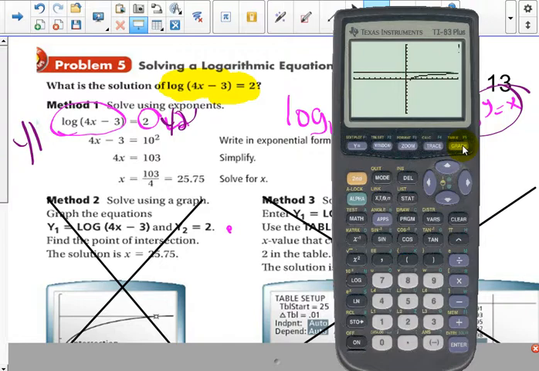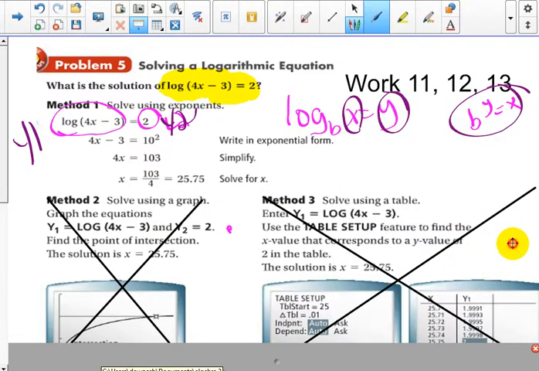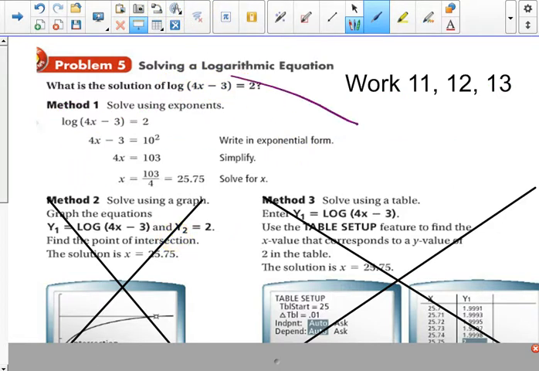And you'll see it graphs the curve, now it graphs the line. Well, you're going to have to expand this, zoom in on it, and scoot it over to see the point of intersection. That point of intersection on the x-axis, that's your answer, 25.75. And that's how you would do that. But you don't have to do that for the test. You're going to do method 1 using our big, beautiful brains.